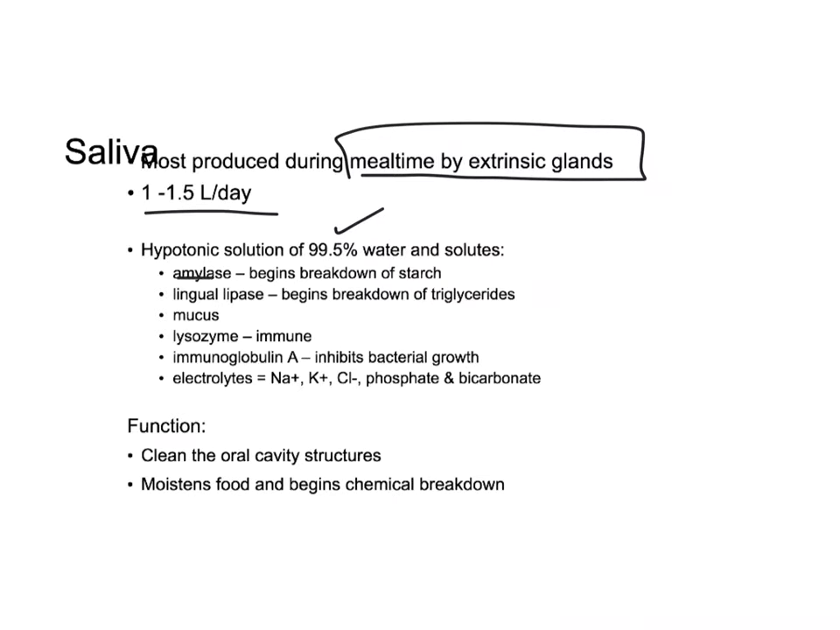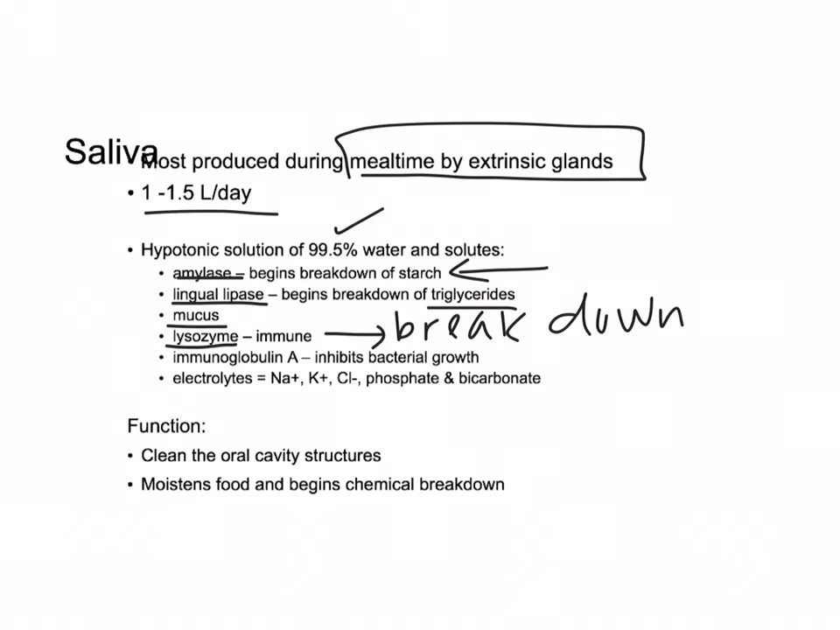So one of the enzymes is called amylase, and amylase digests starch. Okay, then we have lingual lipase. So if you look at lipase and lipid breakdown, so it starts breaking down triglycerides. Okay, mucus is in there. It makes it sticky. It helps lubricate. It has lysing enzyme, which is called lysozyme, and this will actually break down bacteria. Lyse bacteria, the cell walls of them. Okay, it has immunoglobulin A, so IgA, which keeps bacteria from growing, and it'll have electrolytes in there.